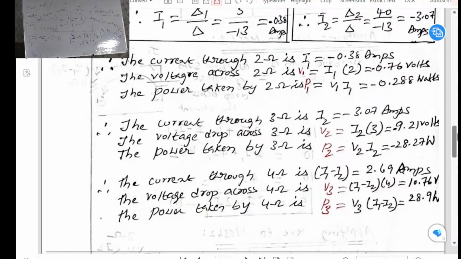Last one. What is the current through 4 ohms? This is very important. How many currents are flowing through 4 ohms? If you go for mesh 1, it is I1 minus I2. If you go for mesh 2, you can take either one. The current through 4 ohms has two options: the first option is I1 minus I2, the second option is I2 minus I1. You can take any one and you'll get the answer. Here I have taken I1 minus I2. So these are the answers. Clear all of you?